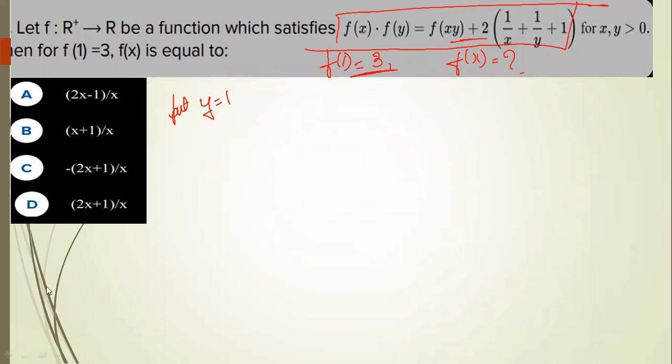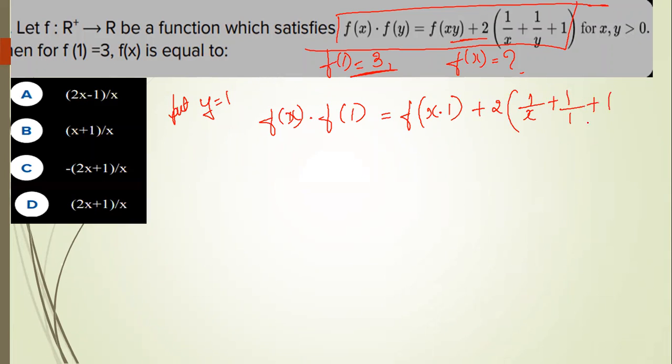So what will you get as the value of f of x? So what I have to do? f of x into f of y is there. y is 1, so f of 1. Yes, Dikshita has got the answer. It is 2x plus 1 divided by x. Good, Dikshita. See, so easy. The questions are so easy, only you have to think a bit. Okay, so x into y is x into 1, so 2 into 1 by x plus 1 by 1 plus 1. So it is f of x. f of 1 is 3.